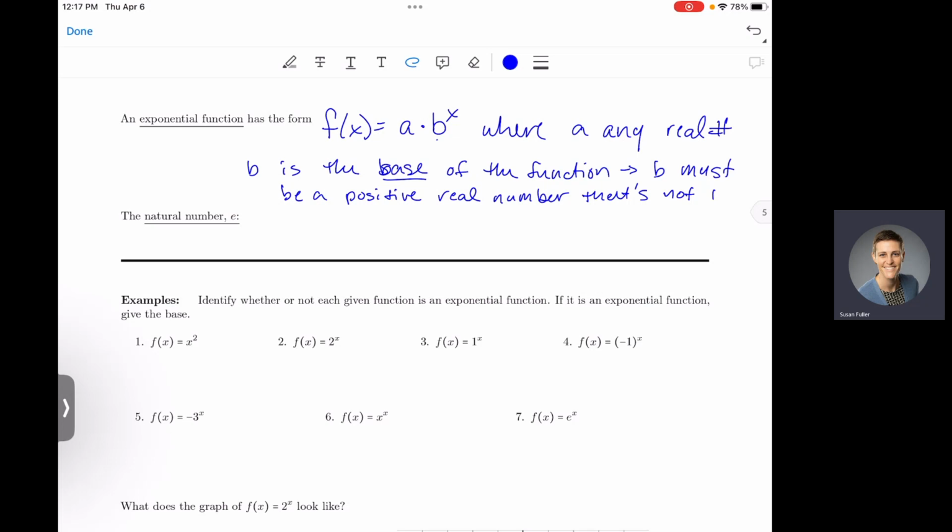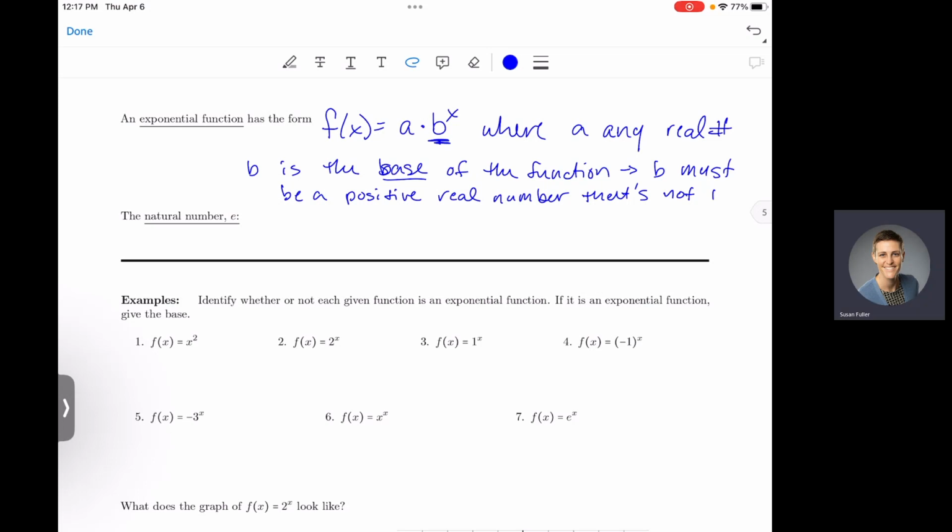That's because if this base were 1, 1 to any power is 1. So if your base is 1, then that function behaves differently than any other exponential. So we kind of put that in its own category. We remove it from the exponential functions because it acts differently than exponentials. So your base can be any positive real number that's not 1.